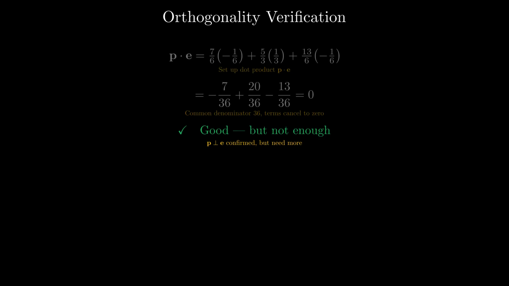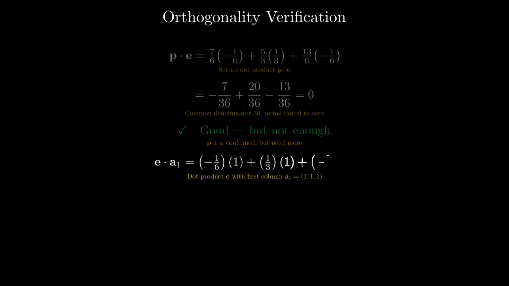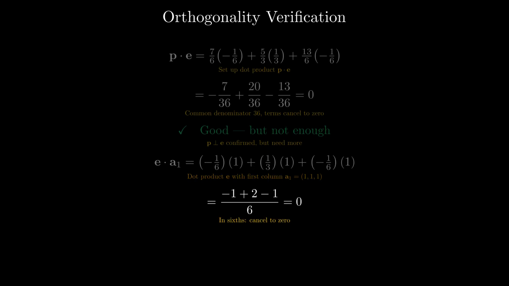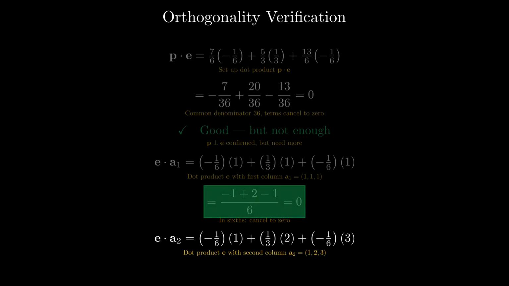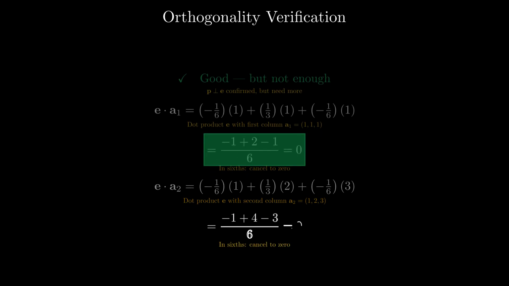The error E must be perpendicular to every vector in the column space. Check E dot A1: negative 1/6 times 1 plus 1/3 times 1 plus negative 1/6 times 1. In sixths, that's negative 1 plus 2 minus 1, all over 6. 0. Check E dot A2: negative 1/6 times 1 plus 1/3 times 2 plus negative 1/6 times 3. In sixths, that's negative 1 plus 4 minus 3, all over 6.